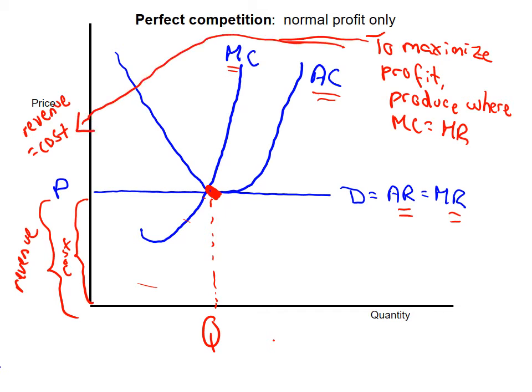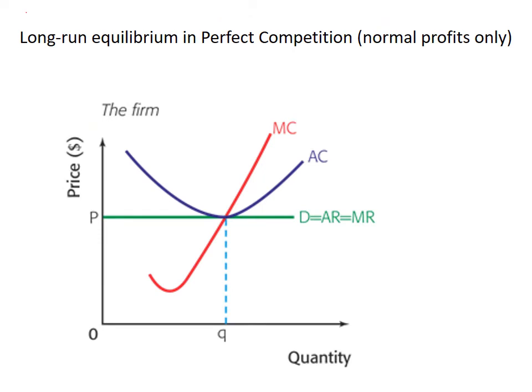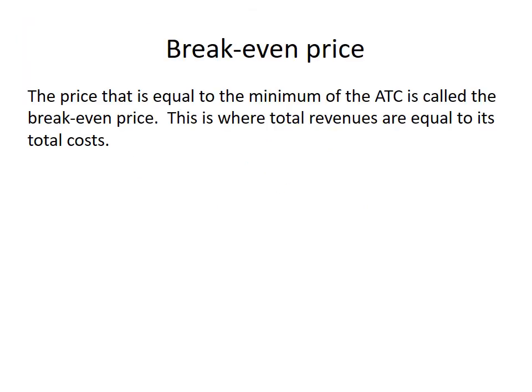It looks like there's zero profit, but opportunity cost has been built in. And there it is, drawn much nicer for you. You can see the MC crossing AC, or average total cost, at the minimum, and the straight line demand curve equaling average revenue and marginal revenue. Break-even price is a price that's equal to the minimum of the average total cost curve. It's where total revenues are equal to total costs, so that's what we've just been looking at.